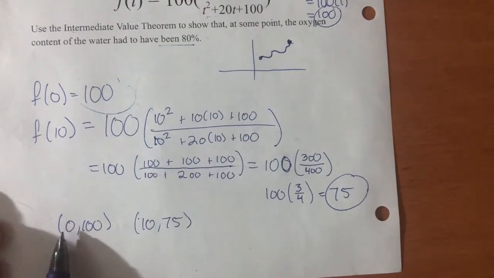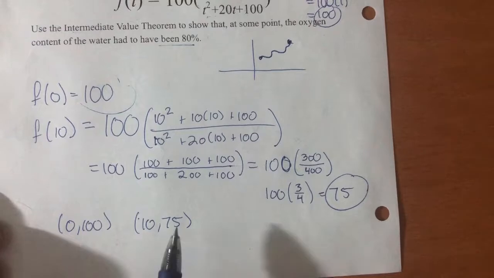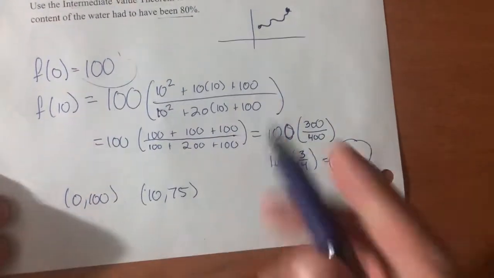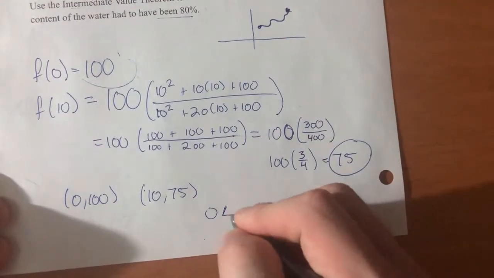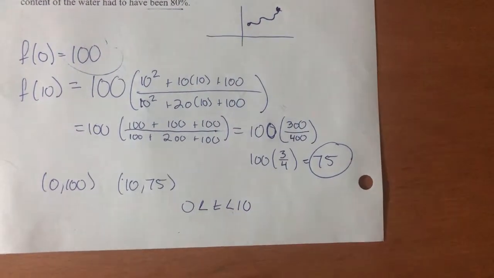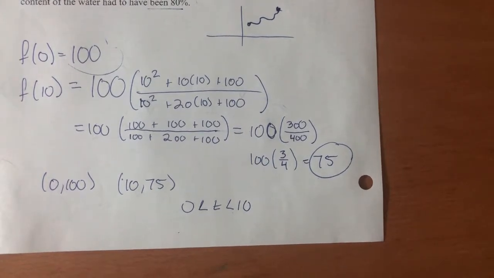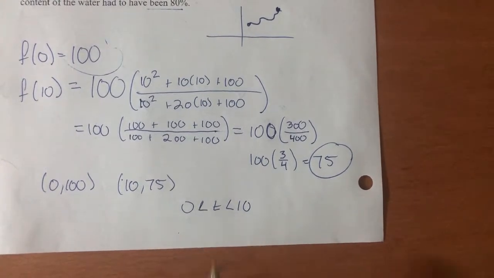that because at one point it was 100 and at another point it was 75, then at some point between 0 and 10, the function had to have obtained the value of 80%. And that's all you really need to show in a problem like this, all right?